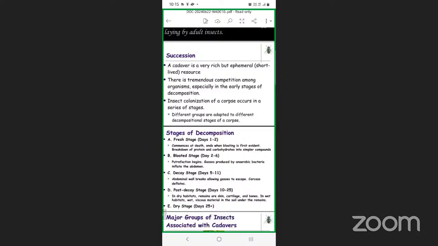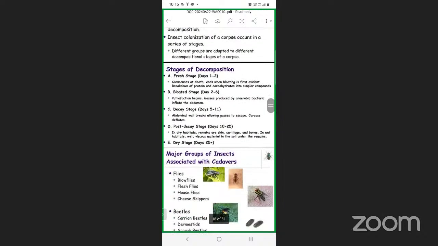Taking the stages of decomposition into consideration, the fresh stage will be days 1 to 2, which commences when bloating is first evident. The bloated stage is from day 2 to 6. Here the body starts putrefaction, with gases produced by anaerobic bacteria.